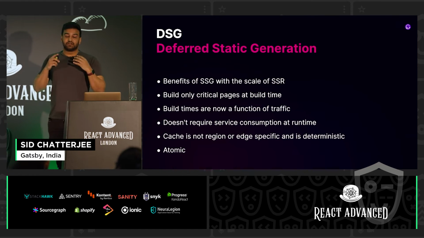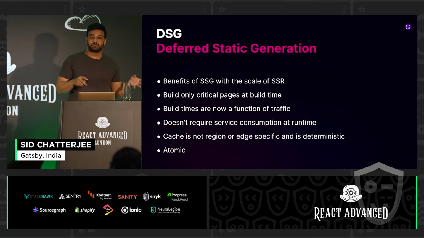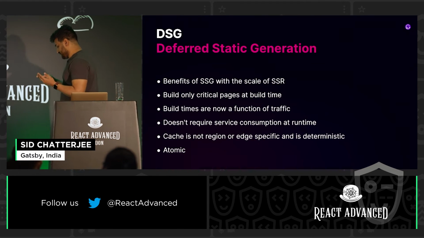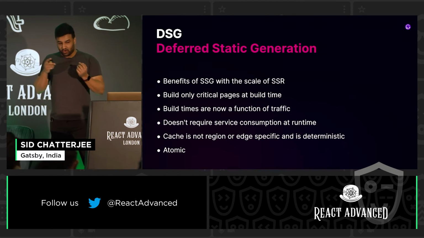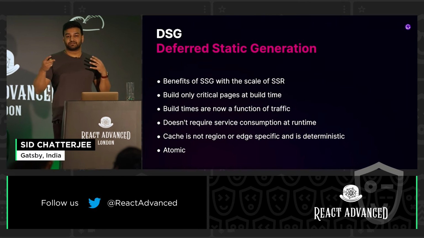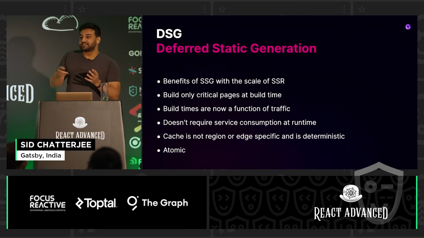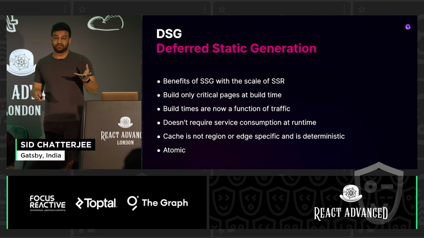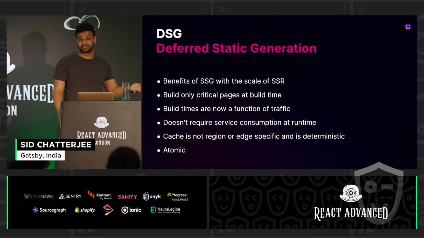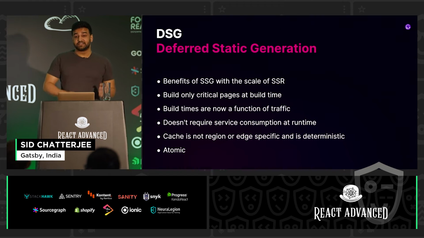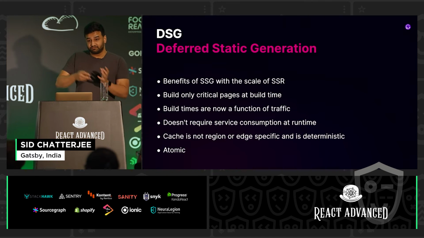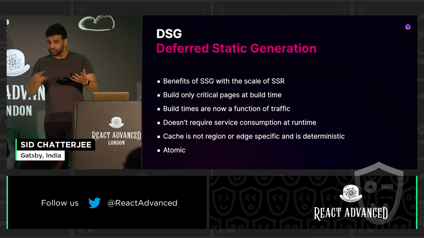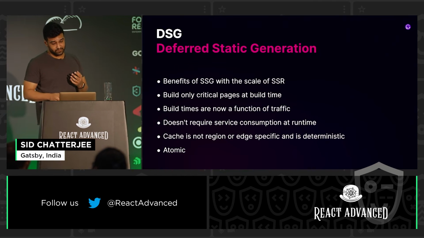Also, your cache is a lot more deterministic. Remember we spoke about caching. Caching is hard, right? It's one of the hardest problems that we have to deal with and solve. And non-deterministic cache can cause a lot of confusion. With deferred static generation, your cache is not edge-specific or user-specific. Your cache is global, just like it is typically with SSG. But you're still able to get these benefits of being able to defer some work. And as a result of that, it's also atomic. You won't have those inconsistencies that we spoke about.